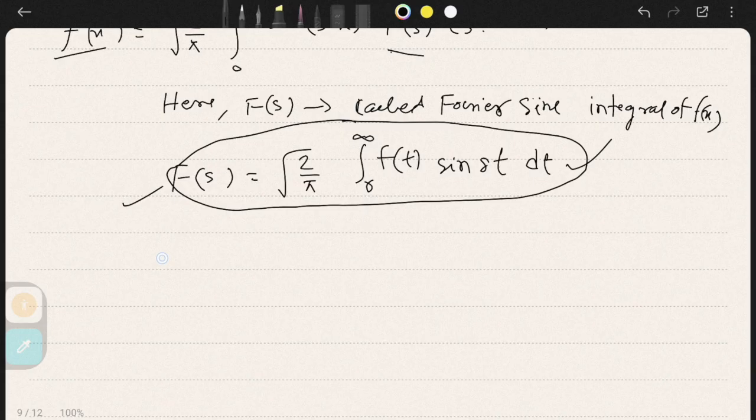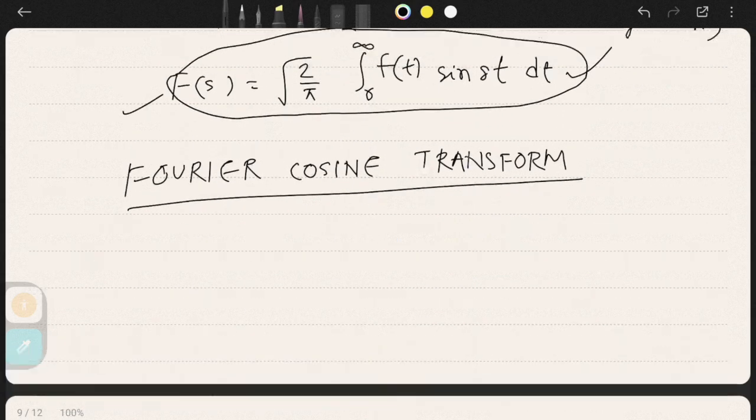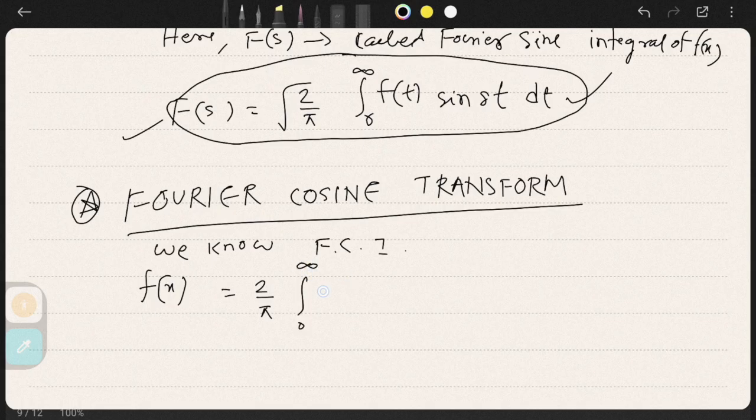Now let's find the Fourier cosine transform. Last topic probably. This is also derived the same way. We know the Fourier cosine integral. In the first section we derived this. After the Fourier series we derived the Fourier integral theorem, and then we derived the Fourier cosine and sine integrals. You can check it.